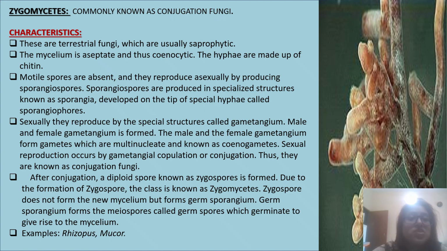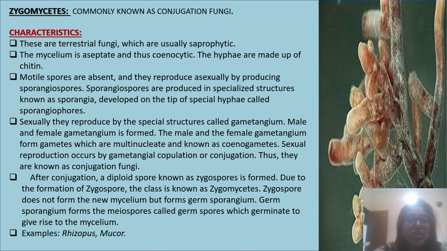Next type is Zygomycetes, commonly known as conjugation fungi. Characteristics of the Zygomycetes: these are terrestrial fungi which are usually saprophytic. The mycelium is aseptate and thus coenocytic. The hyphae are made up of chitin. Motile spores are absent and they reproduce asexually by producing sporangiospores. Sporangiospores are produced in specialized structures known as sporangia, developed on the tip of special hyphae called sporangiophores.